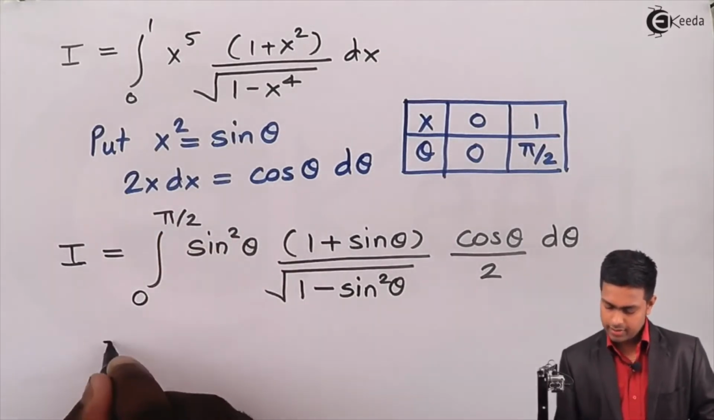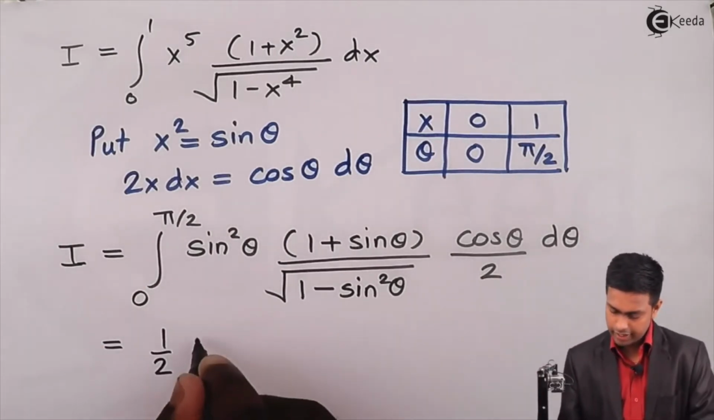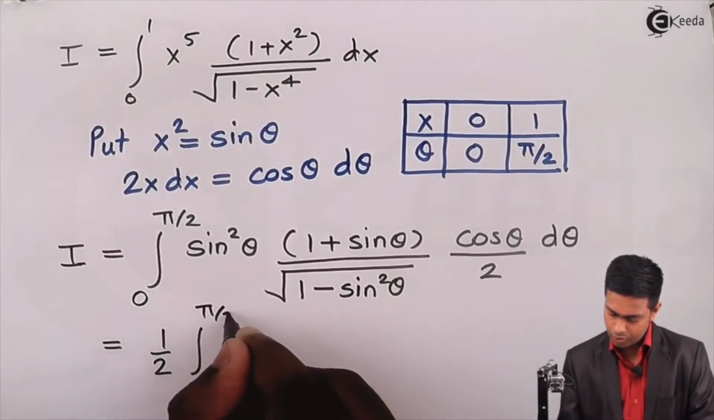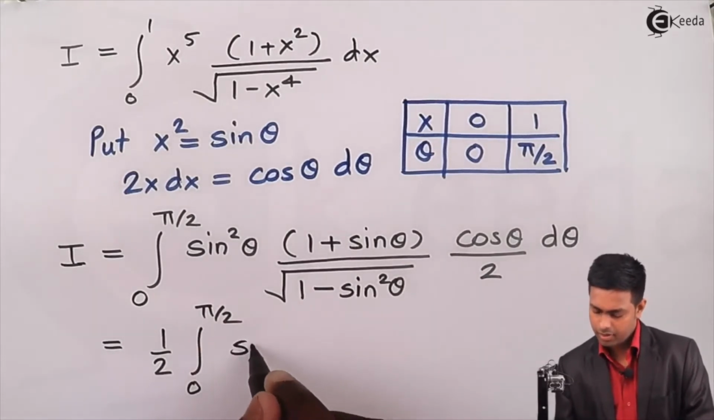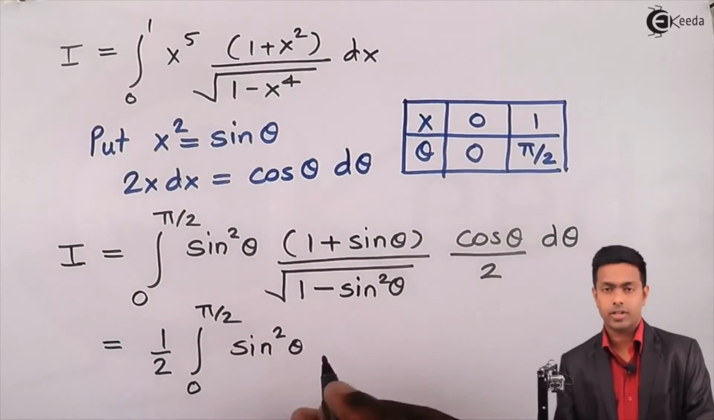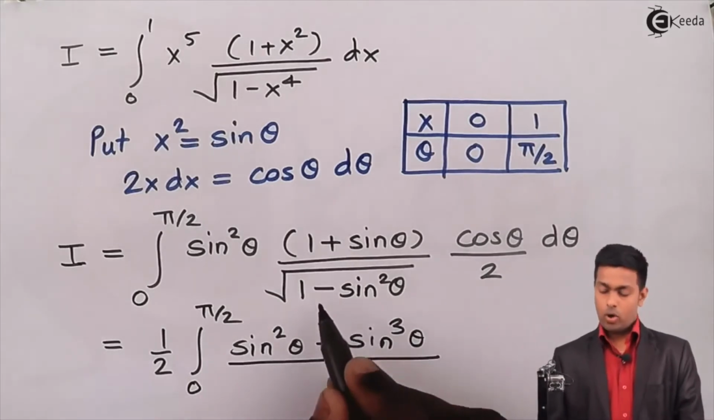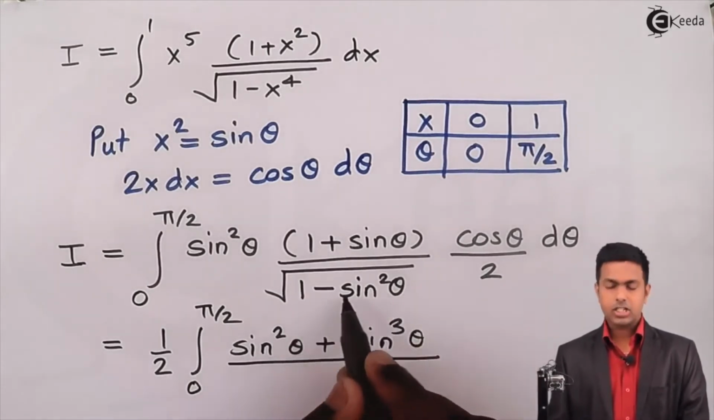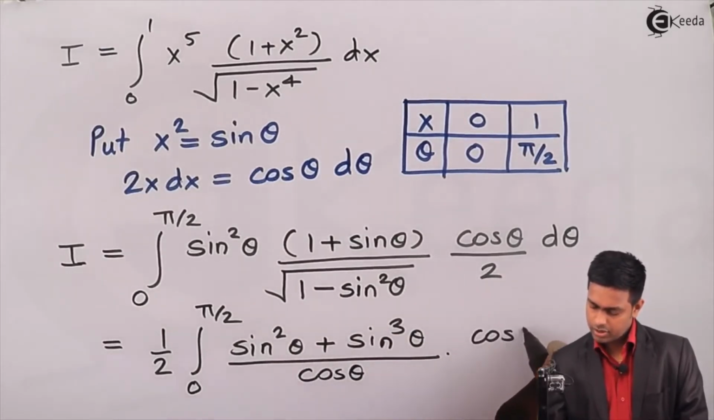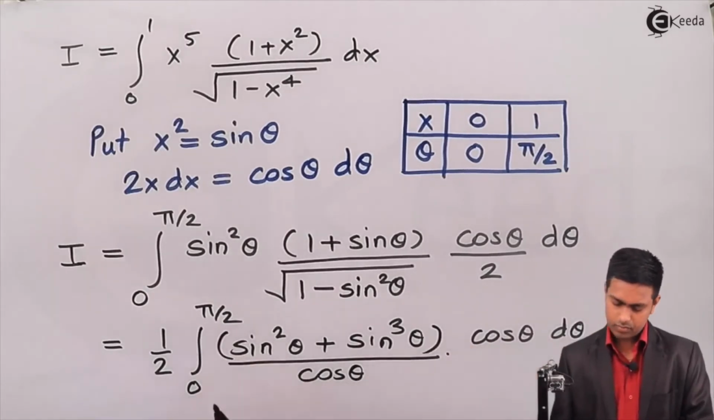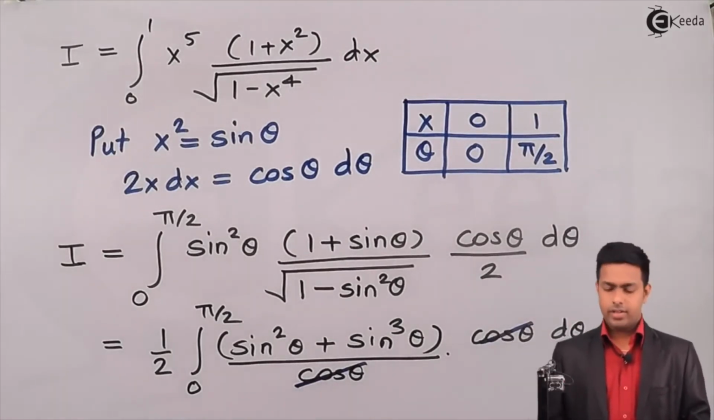Now guys, see here, I can take 1 upon 2 outside. Here we will get integration from 0 to pi upon 2. I can multiply this bracket with sine square theta, so that will become sine square theta into 1 plus sine theta upon 1 minus sine square theta, which is cos square theta, and root of cos square theta is cos theta, into cos theta d theta. Now guys, here I can cancel this cos theta and we'll get only the sine terms.